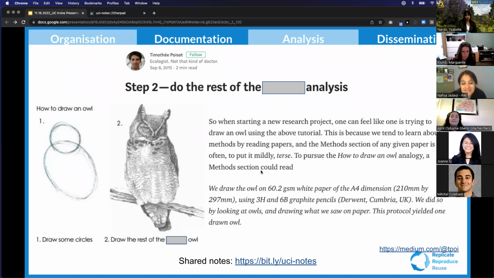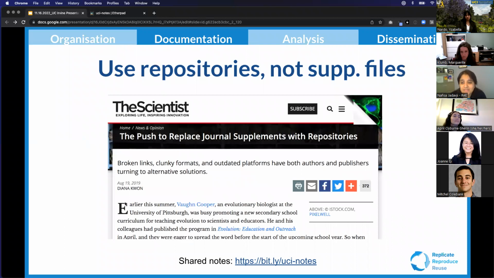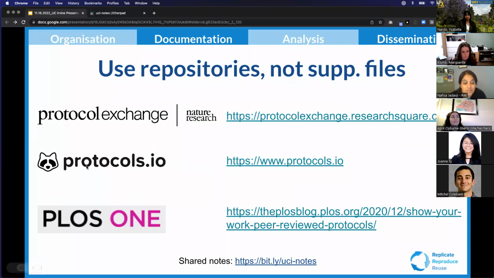Some examples are, next slide, repositories. There is this push to replace journal supplements, so method sections that are often posted online, with repositories. There are several repositories, next slide, that have been developed. There's Protocol Exchange with Nature Research, and protocols.io, which is one that I often use a lot.